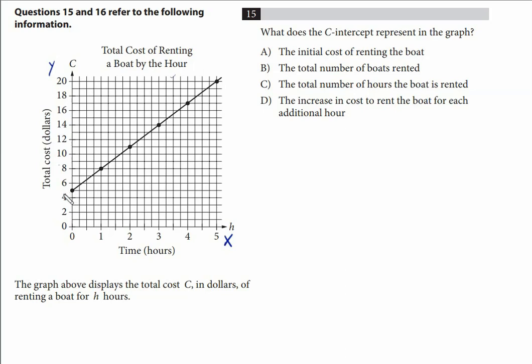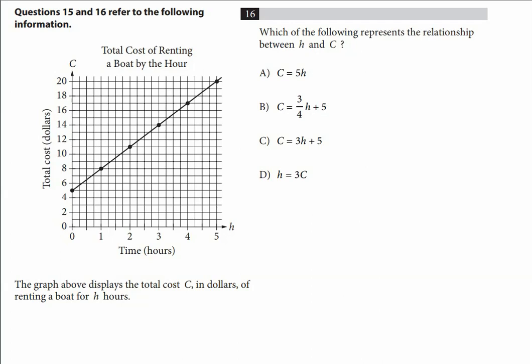And what does this represent? If this line is the cost of renting a boat by the hour, we see that with each hour, the amount that we have to pay, or the cost, goes up. But the initial amount does not start at 0. So there is an initial cost of renting a boat, or A for question 15.